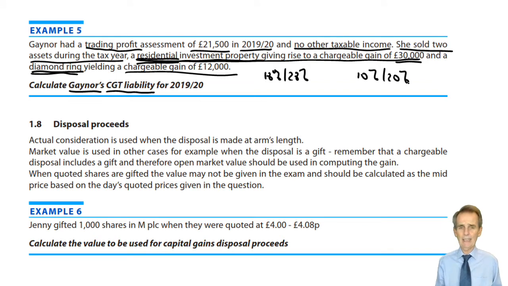Here it's just the AEA, and probably will be an exam question. But if you'd had a third asset sold during the period at a loss, then you would be able to net that loss off against, yet again, the gains that would be taxable at the higher rate of CGT. You could deduct that from the gain on the residential property in priority to the gain on the diamond ring.